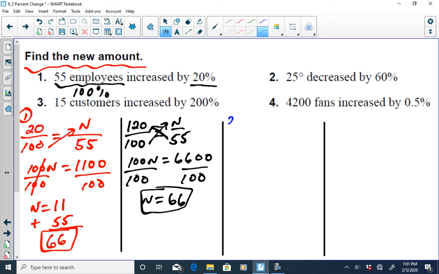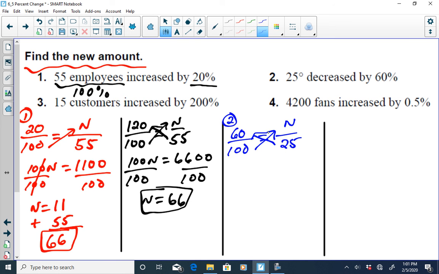We'll do problem number 2 over here because it's a decrease. Problem number 2 says we take 25 degrees and we're going to decrease it by 60%. So we start with our ratio that's given, 60 over 100, and that's going to be equal to n over 25, because 25 is the whole amount. That's what we're starting with, but we're going to decrease that amount. So once again, the 25 is going to go in the denominator of our other ratio.